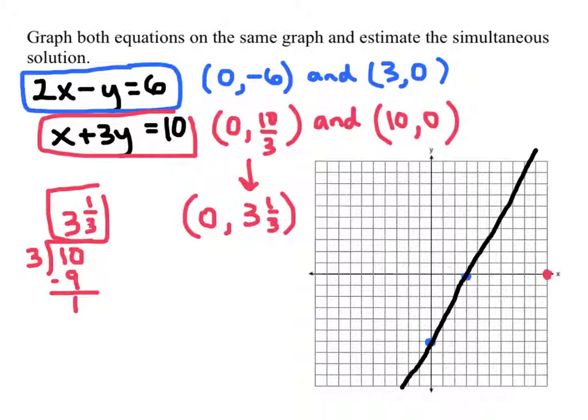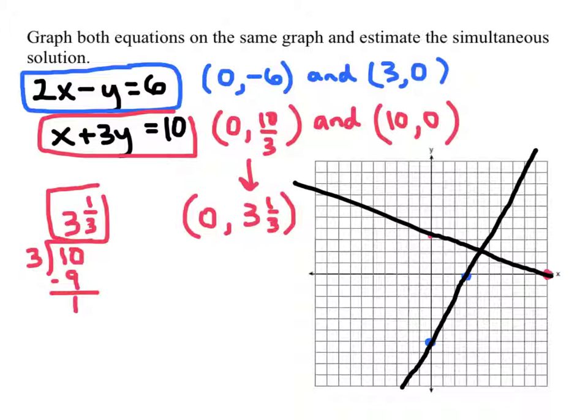So if I plot 0, 3 and 1 third, that means I'll start at the origin. I should be counting up 3, and then I'm going to land in the middle between 3 and 4, about 1/3 of the way over. So in order to do that, I'll try my very hardest. Should land about here. So now I'm ready to connect my intercepts. Do that with a straight line. As best as I can.